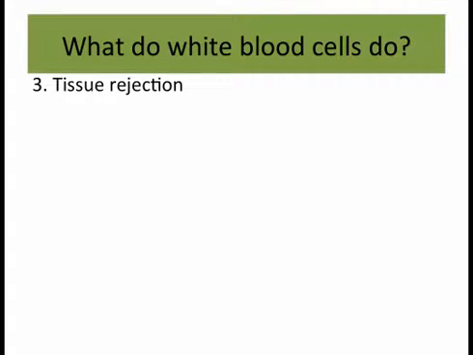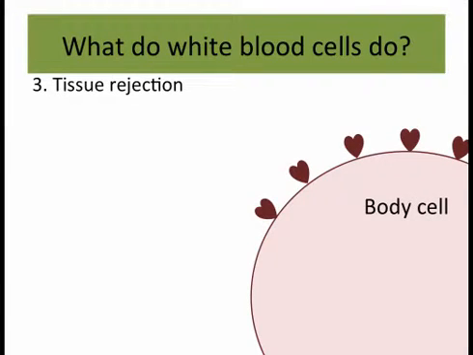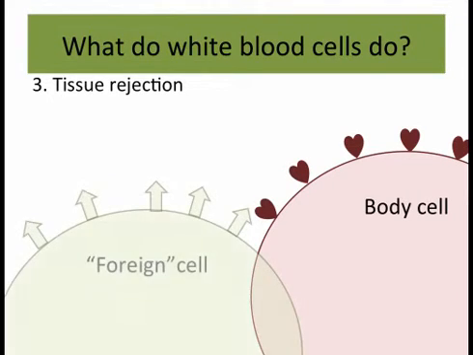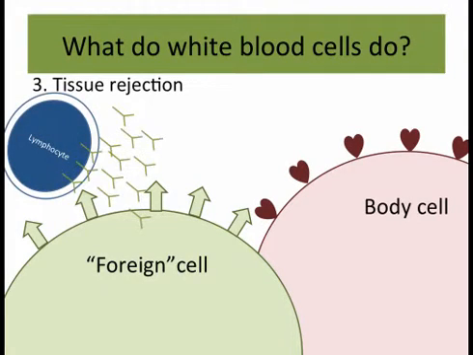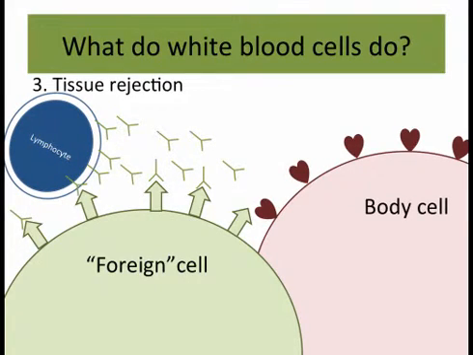The third function of white blood cells. They're involved in tissue rejection. Okay, you might have heard about this in organ transplants. So, all of your body cells will have a protein or many proteins sticking out from the cell membrane that identify them as your cells. Foreign cells from a different person or a different organism will have different proteins, and this will be identified by your immune system. Once again, the lymphocytes will produce antibodies to attack and disable the foreign cell. The antibodies bind to the antigens and the foreign cell dies.